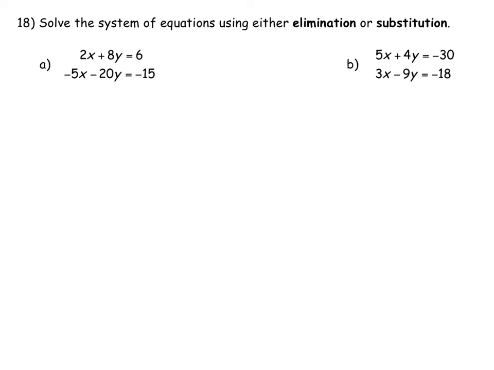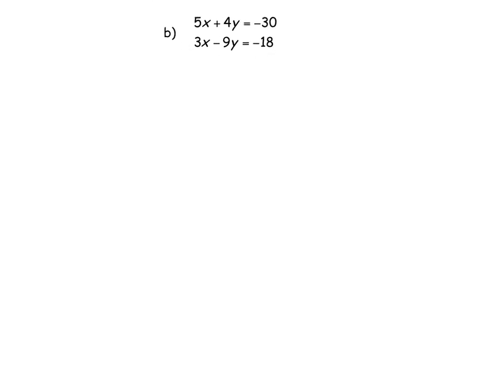So you have to remember your two rules. We have substitution and elimination. I'm going to do elimination for question number 18, letter B. So let's take a look at letter B. All right, so you guys have to look at the numbers you've got here. I've got 5x, 4y, 30, and I have 3x, 9y, and negative 18.